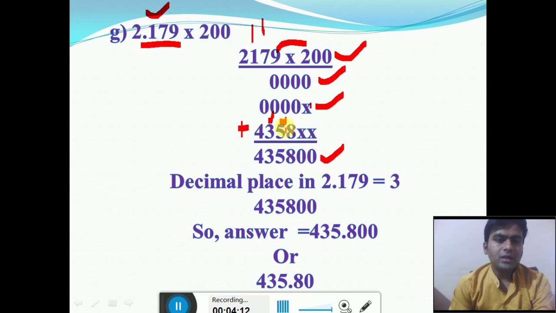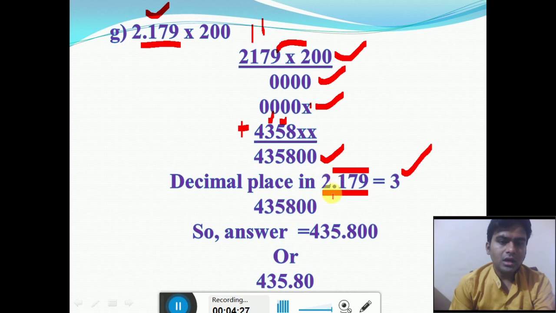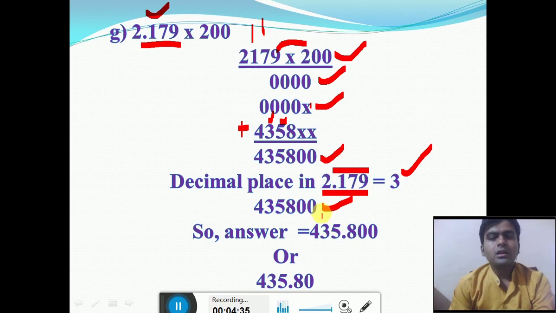Now how to decide where you have to place the decimal point? Just see in the question where the decimal point is given. After 3 places, 1 2 3. So after 3 places the decimal point is given from the right. So in our answer also we will put the decimal point after 3 places counting from the right side. So we will start counting from here. There is no number, so 1 place, 2 place and 3 place. So after 3 places the decimal point will come where? After 8 from the right.